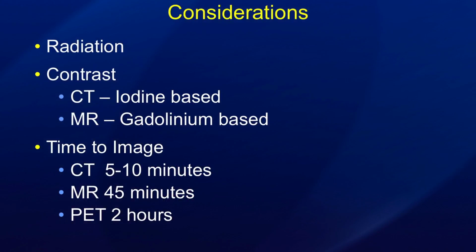All right, the other thing to consider is time to image. CT, 5 to 10 minutes. I mean, actually when you scan, it's almost like a chest x-ray. You can go through there in a minute. It's very quick. MR is 45 minutes, and a PET CT is 2 hours. So those are length of stays.